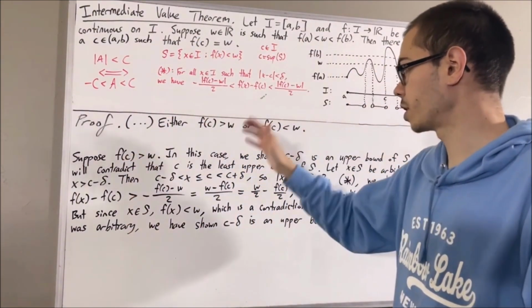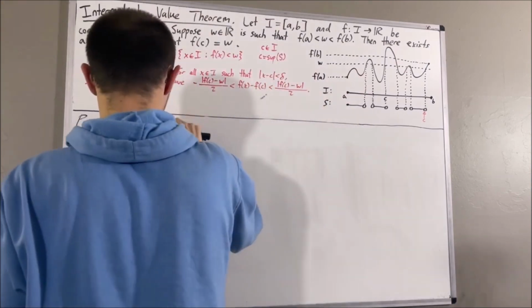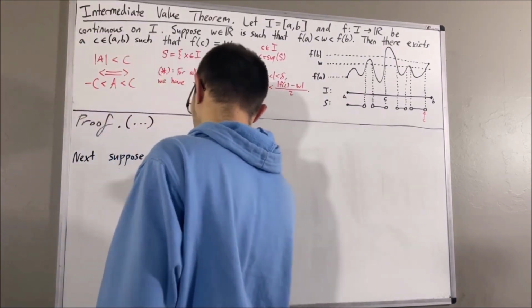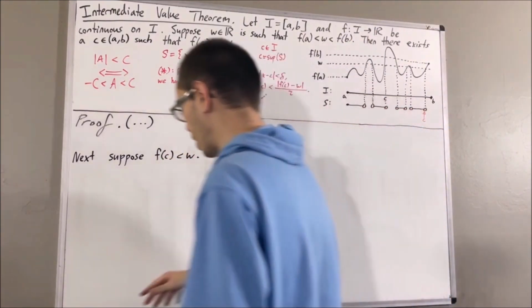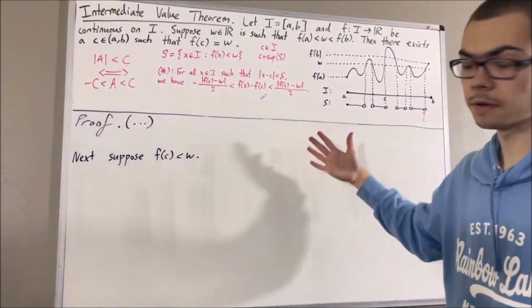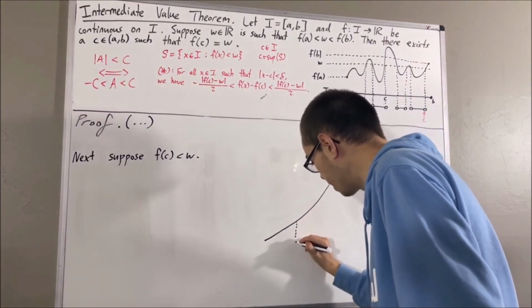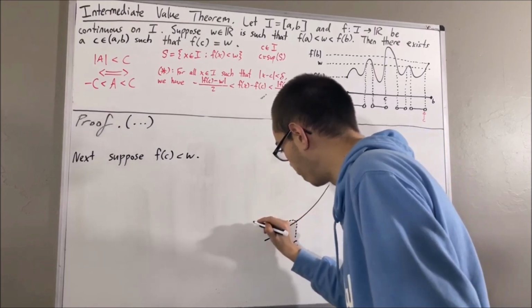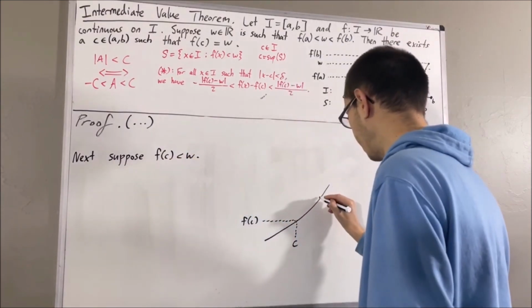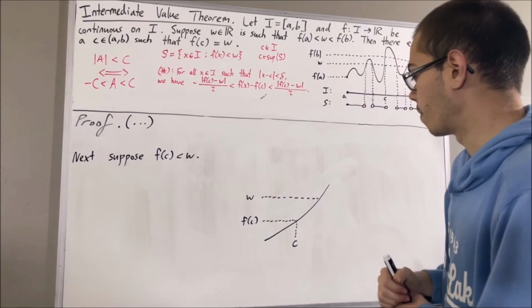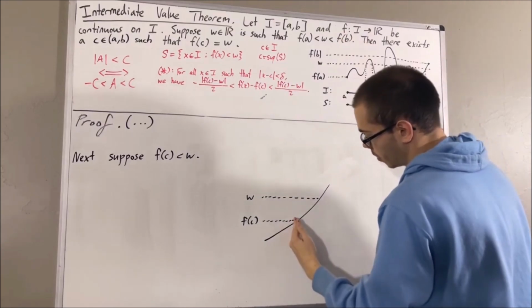So, now let's consider the case f of C is less than W. Now again, in this case, we want to show we reach a contradiction. To see what contradiction we're going to reach, let's consider again the graph of our function around C. We'll say that this is C, and the output value it yields to the function f is f of C. And in this case, f of C is less than W, so W is maybe right here. Now remember, since C is an upper bound of S, we know that every element of S is going to be to the left of C.